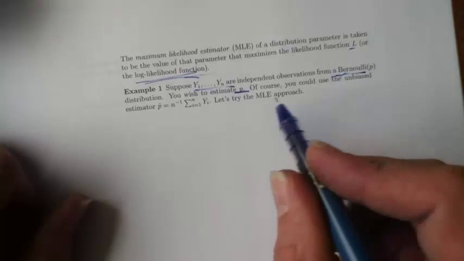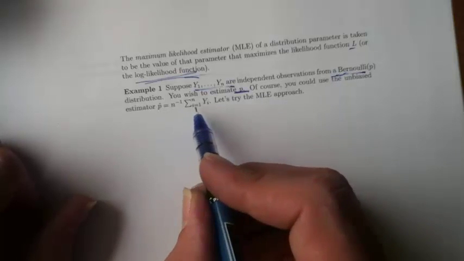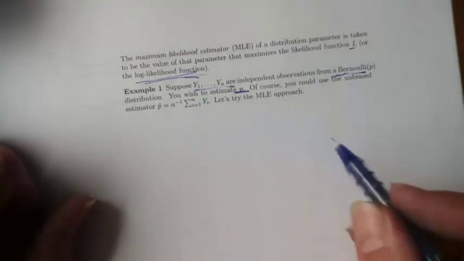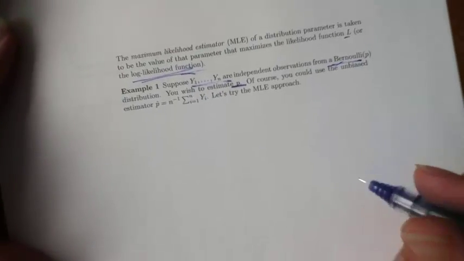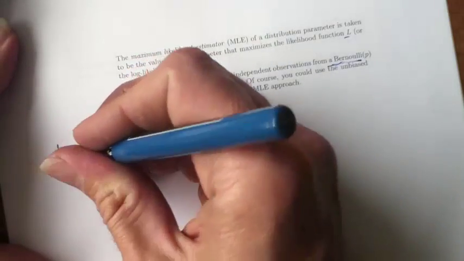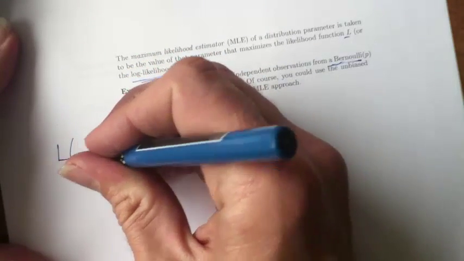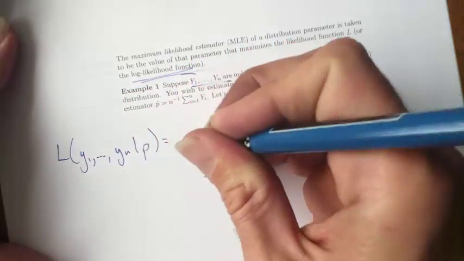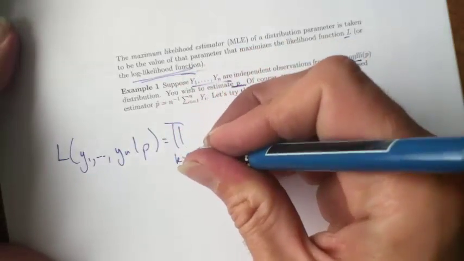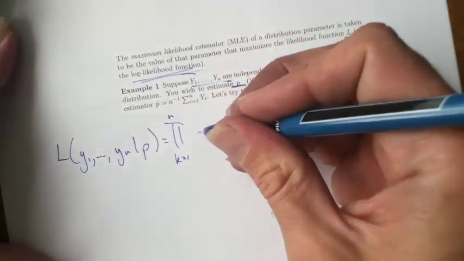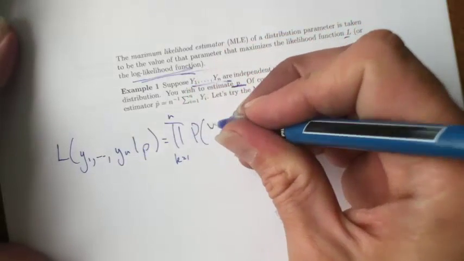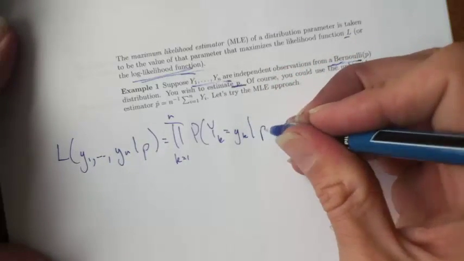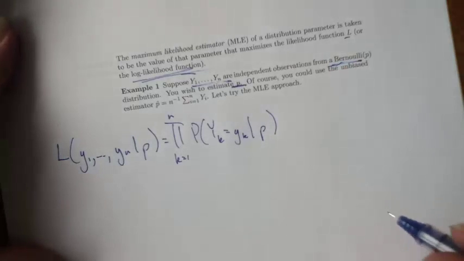Of course, you could use the unbiased estimator, P hat equals just the average of those values, right? The sample mean. But let's try the maximum likelihood approach. Let's begin by writing down my likelihood function, L of n given P. This is just the product of, because they're independent, the probability of each one of these equaling what it was that we actually saw, conditioned on the actual value of P.